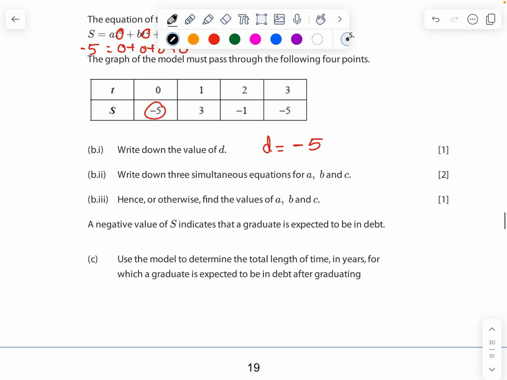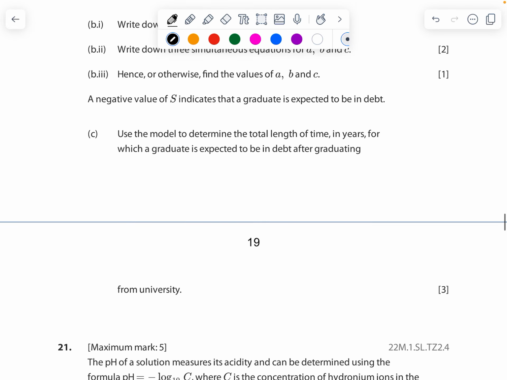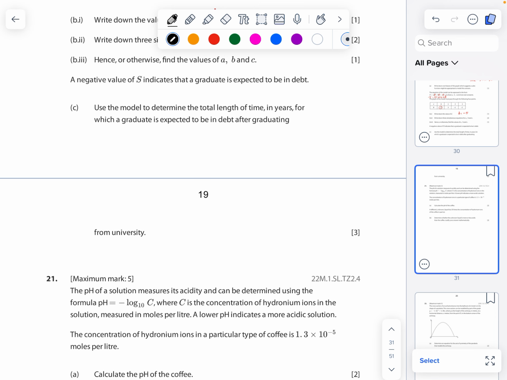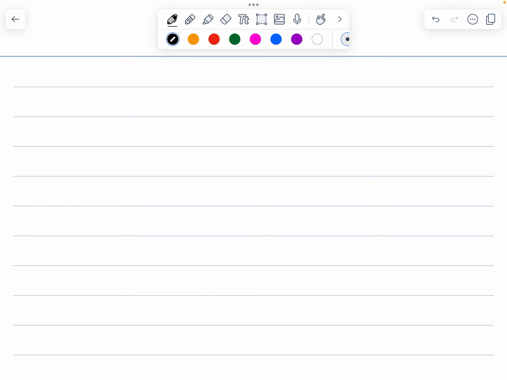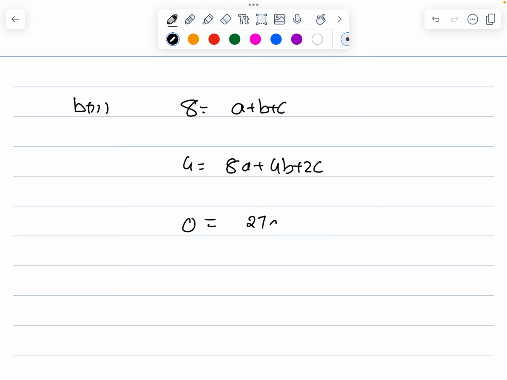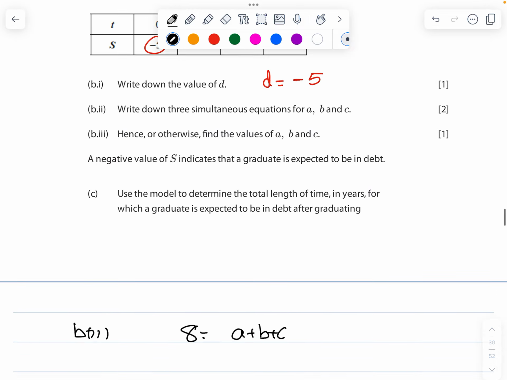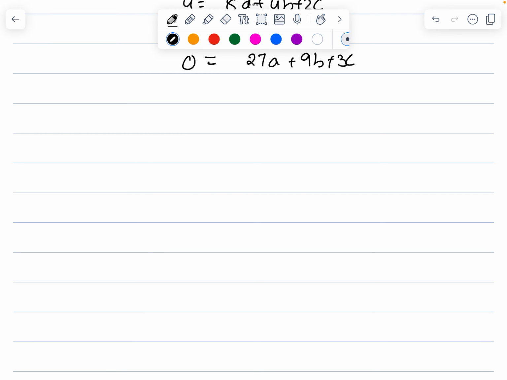Write down the 3 simultaneous equations in terms of a, b, c. So we'll substitute the first point. You should be getting the answer as 8 equals a plus b plus c. Substitute the second point, you'll be getting 8a plus 4b plus 2c. And substitute the third one, 27a plus 9b plus 3c. Then, hence or otherwise, find the values of a, b, c. So you'll be getting a equals 2, b equals negative 12, and c equals 18.